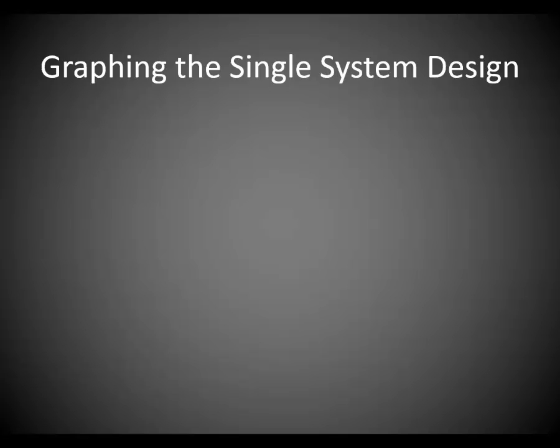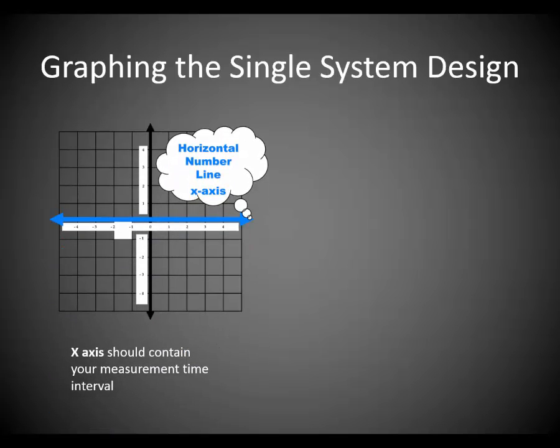Now, when we graph single system design research, there are two important items to highlight. The first is the horizontal line, commonly referred to as the x-axis. The x-axis should contain our measurement time intervals. These measurement time intervals are determined by the researcher or by the clinician. These could represent hours, days, weeks or months. It all depends on the research question that the researcher or the clinician is focused on.